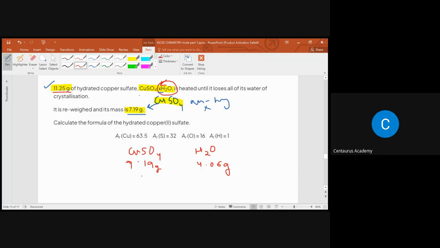Now, what is the next step? When you already know the mass, we find the number of moles. How do we find the number of moles? Mass upon molar mass. The molar mass for copper sulfate is its relative molecular mass: 63.5 plus 32 plus 16 times 4. And for water, it is 18.